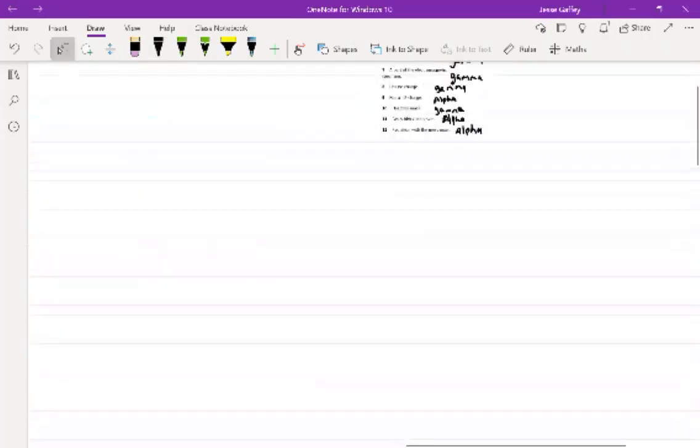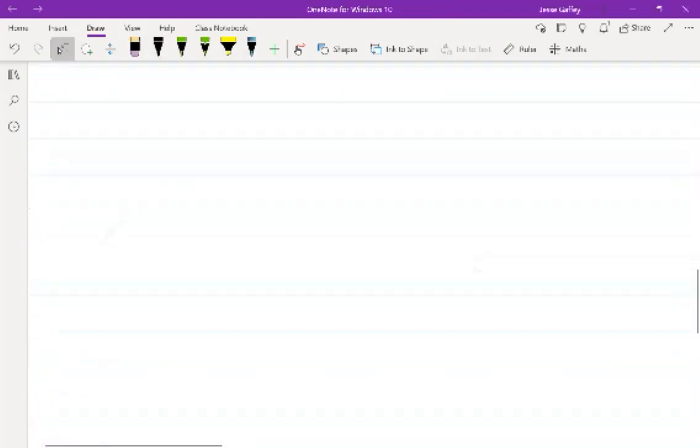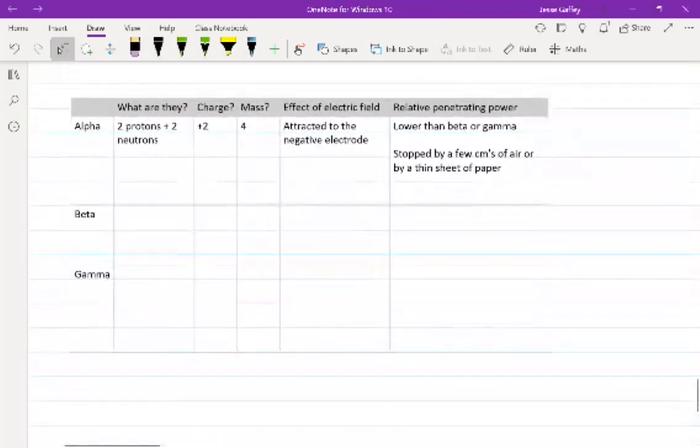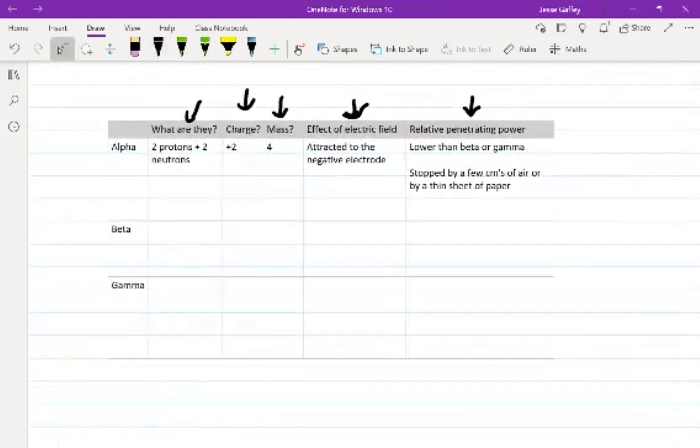Okay, one last thing for you to do, and that is to make a table which summarizes what we've learned here today. As you can see, I have done the first one for you. I have done the alpha particle. What do I want you to do? I want you to summarize what they are, what their charge is, what their mass is, how they are affected by an electric field, and their relative penetrating power. So that's what I want you to do. As you can see there, I have completed it for the alpha particle. So you should do something similar for beta and gamma now. So you can pause the video, take down what I have in the outline of the table, and then complete it for beta and for gamma.